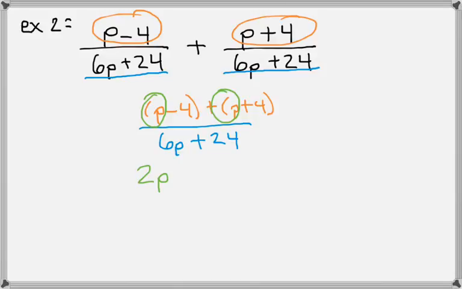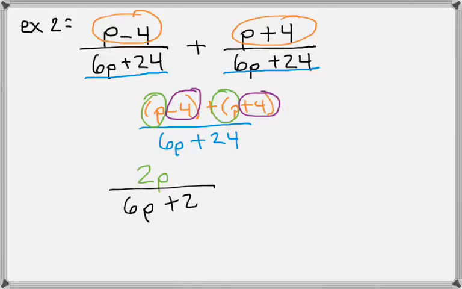And then I'm going to try to find another color here. Look, we have a -4 and a +4, which is going to combine to give us a 0, so I don't have to write that down in my numerator. Now all I have to do is copy down my denominator, so 6p plus 24, and I have what would appear to be a final answer.